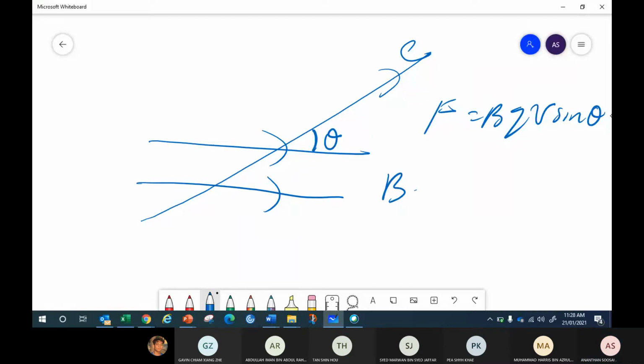So, can anyone explain to me? The electron is moving like this. The magnetic field is to the right. The electron, let's say, is moving like this. Which direction will the force be? Up or down? Use Fleming left-hand rule. Get me the answer.